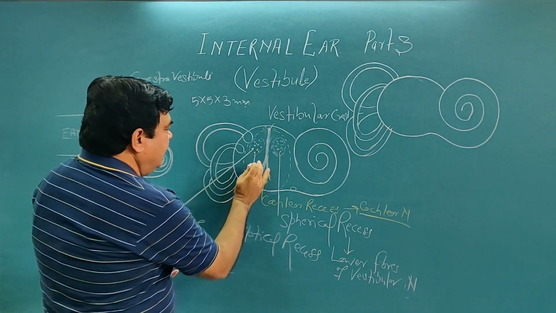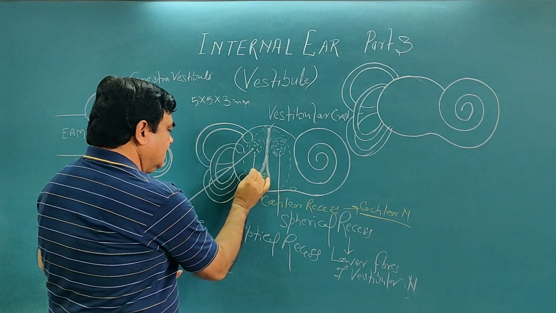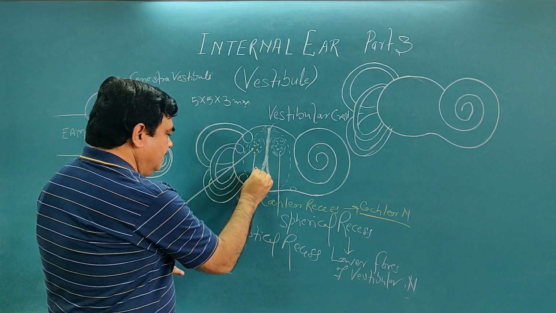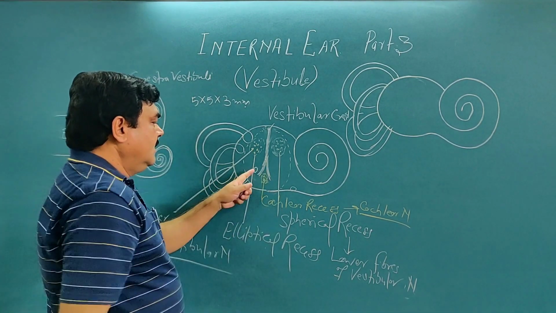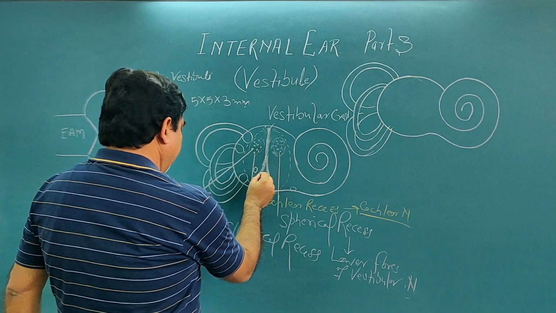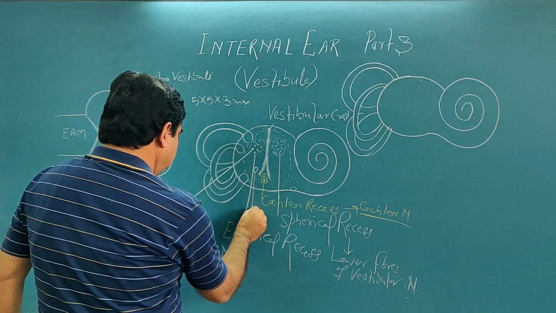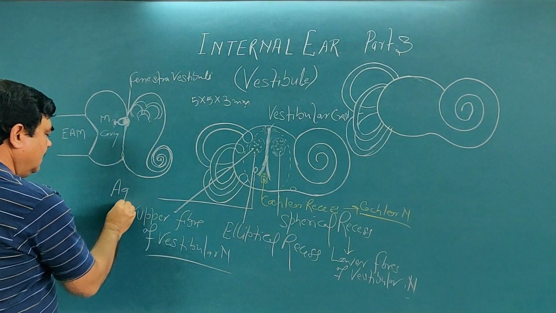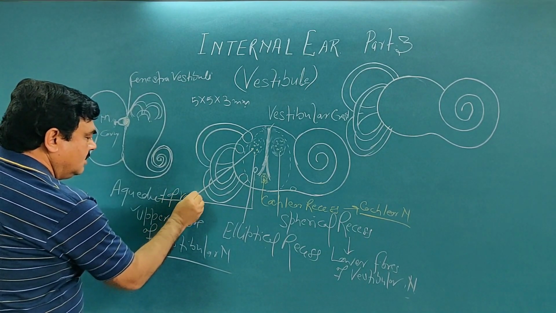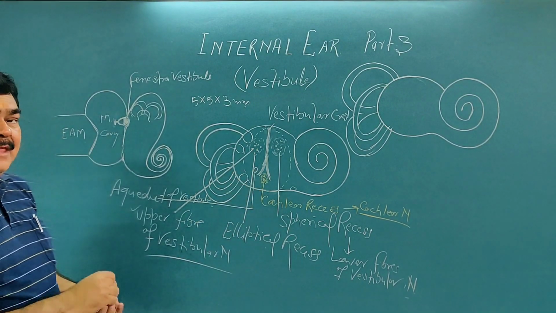And here is another opening below this. Below the elliptical recess there is another opening. This is the aqueduct of vestibule. So this opening is the aqueduct of vestibule.